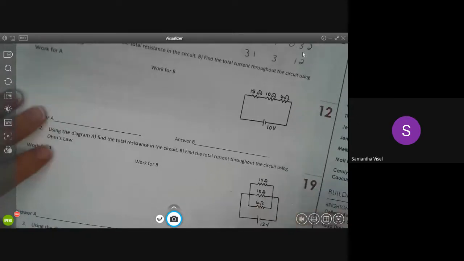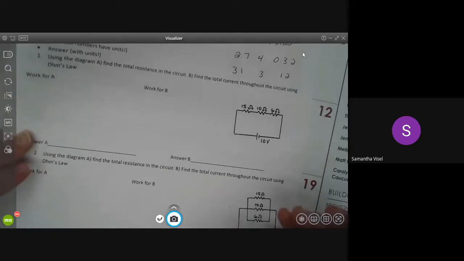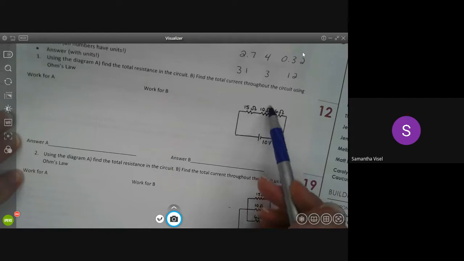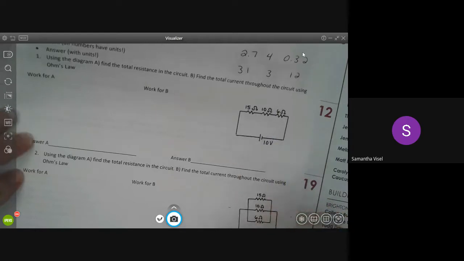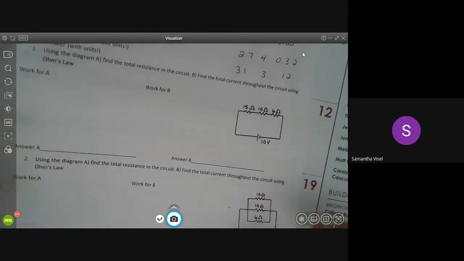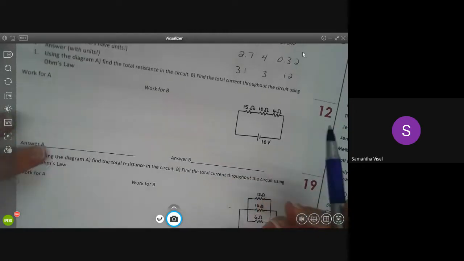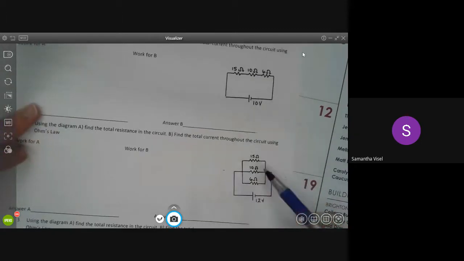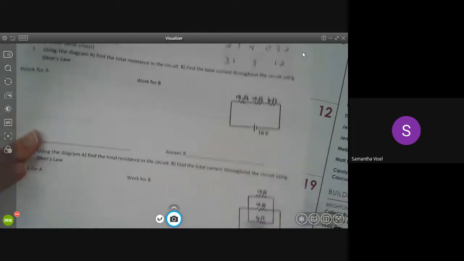But equivalent resistance is finding the total amount of resistance in a circuit. We have all these different devices in the circuit. We want to find what the resistance would be, just a single resistance, if we took into consideration the resistance of all the individual devices. And so you solve for it differently based on if it's a series or if it's a parallel circuit.